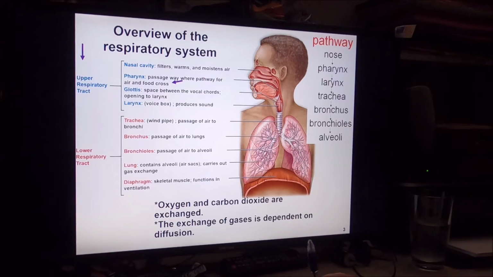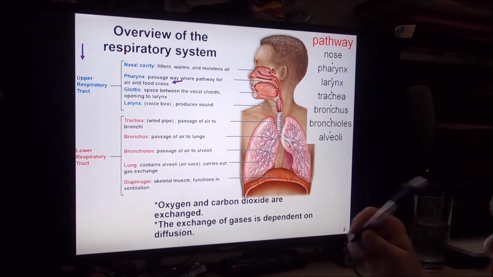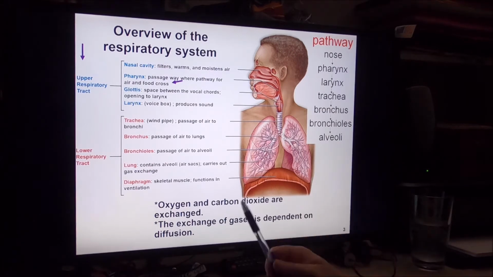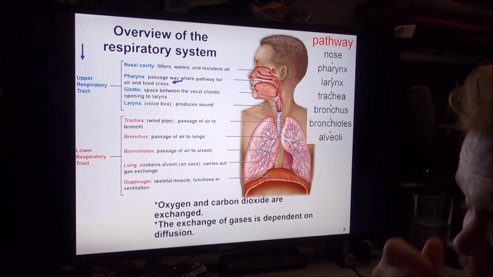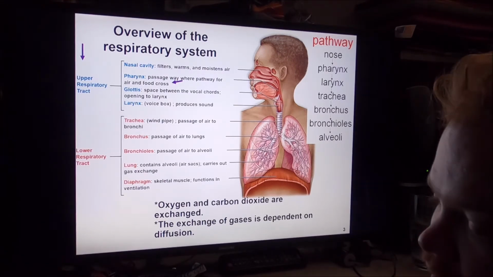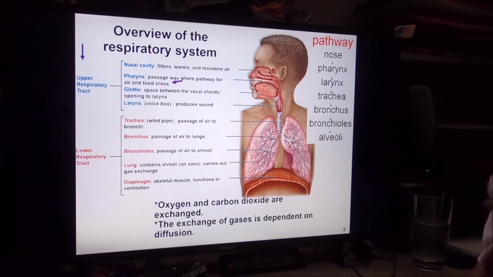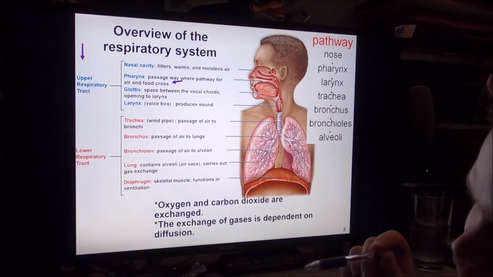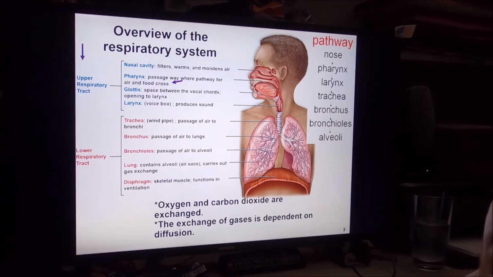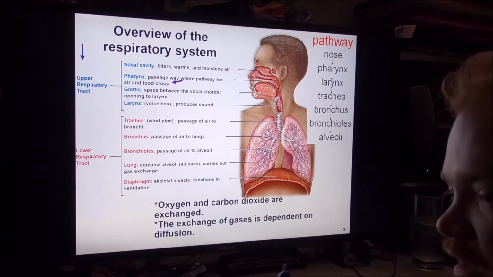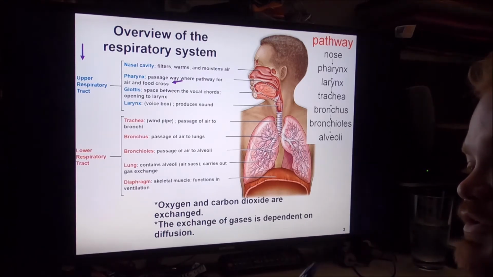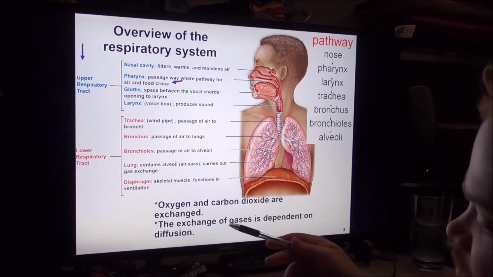And let's see, what else do I want to say here? Oxygen and carbon dioxide are exchanged, that's true. And I will point out that the exchange of oxygen and carbon dioxide is wholly based off of diffusion. This is a simple diffusion mechanism. There's nothing fancy happening. You just put oxygen in close proximity to the blood, and it's going to diffuse into the blood. You put carbon dioxide in close proximity to the outside air, and that carbon dioxide is going to diffuse out of the blood into the outside air. It's just how this works.